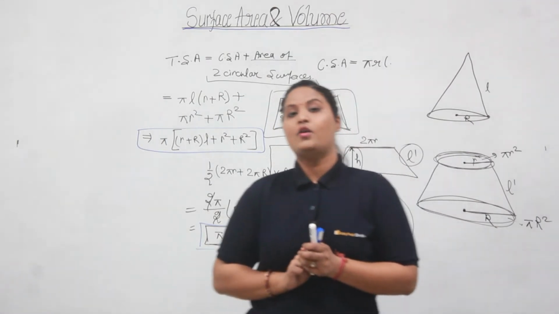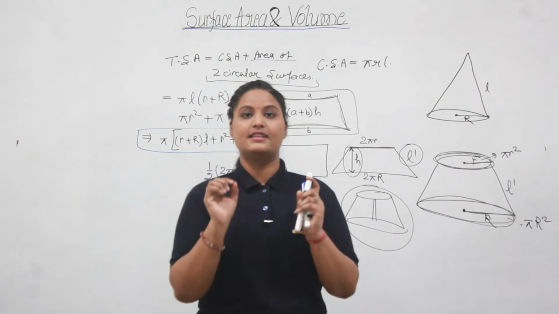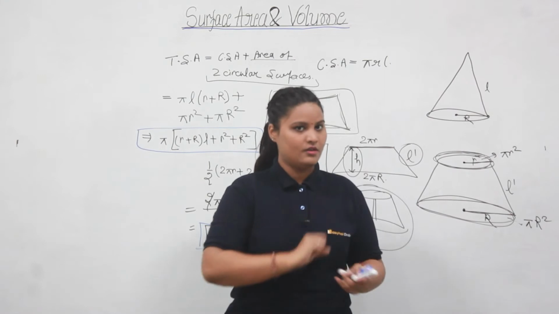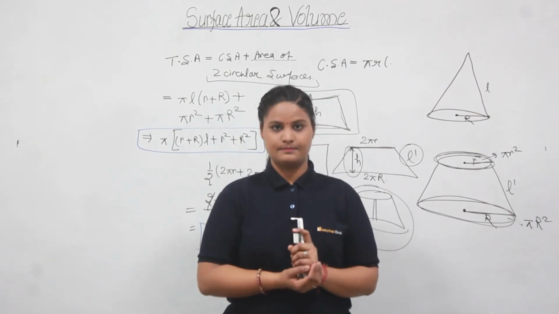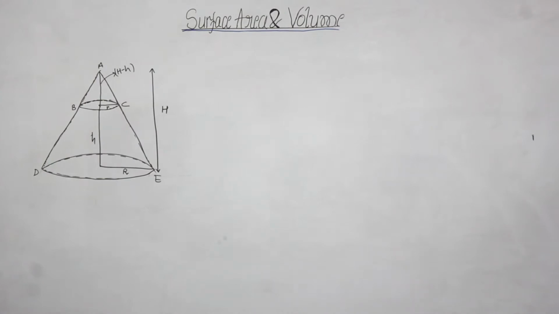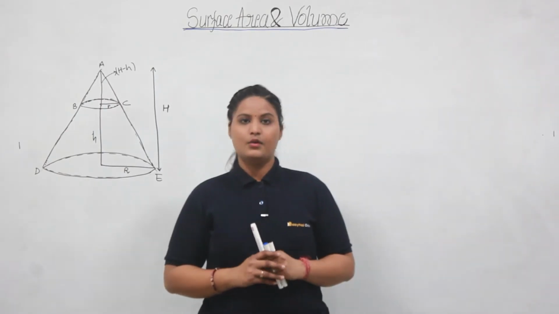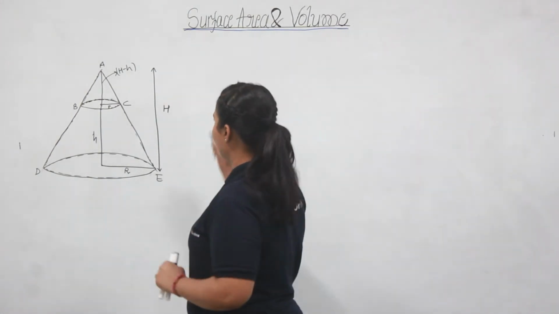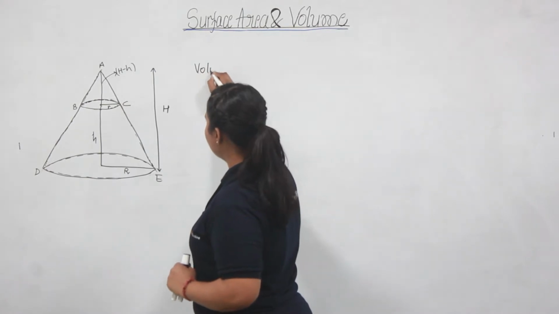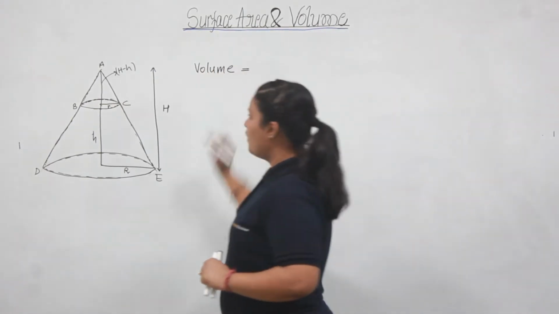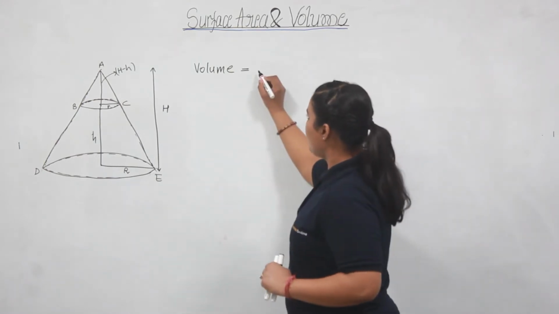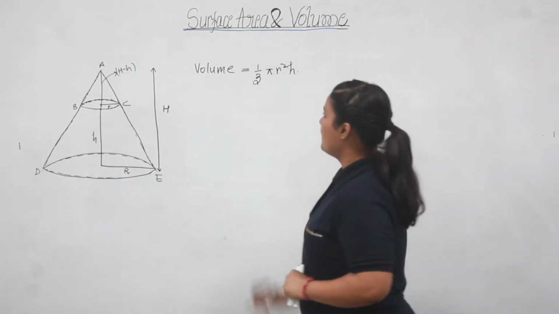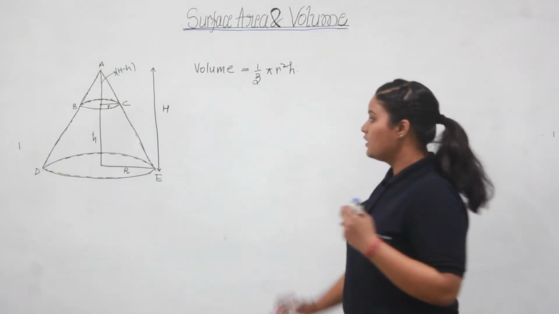Clear, class? Now the very important part, that is volume. Now we will discuss how we can find out the volume of the frustum. Okay, now let's come to the volume of the frustum of the cone. First we will discuss what is the volume of a cone. As we have already discussed, 1 by 3 pi r square h is the volume of the cone.